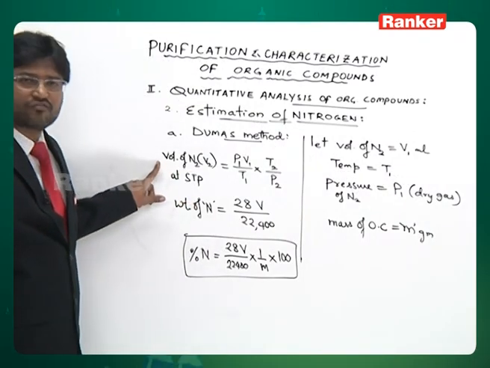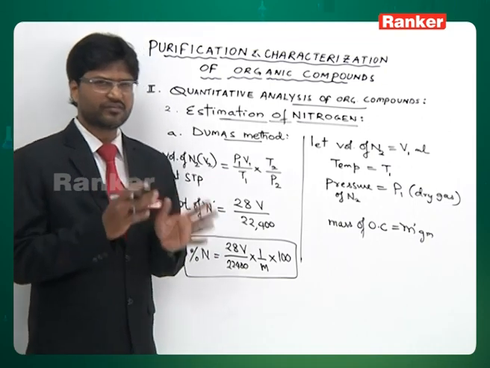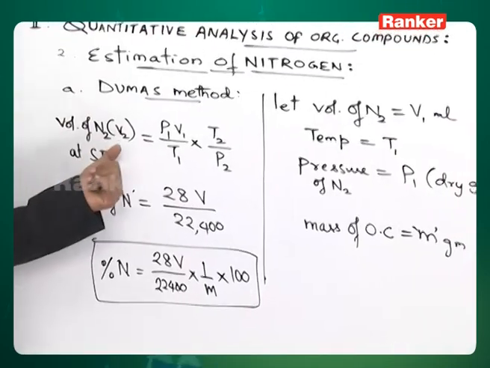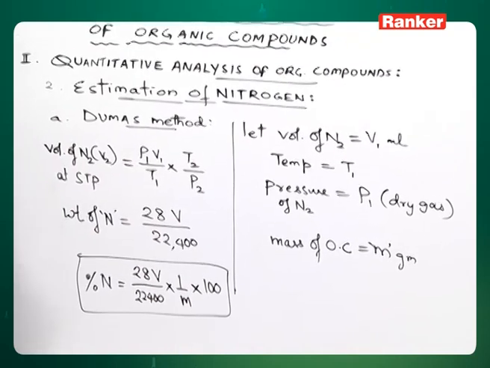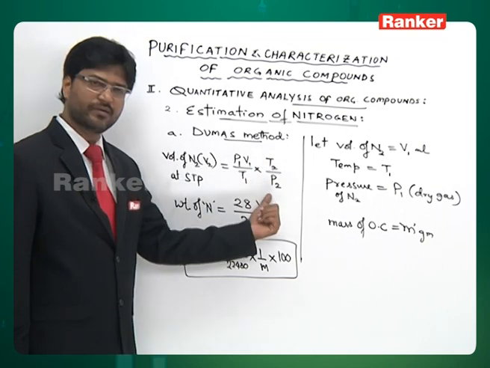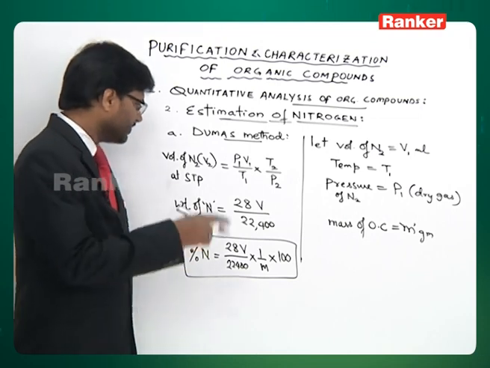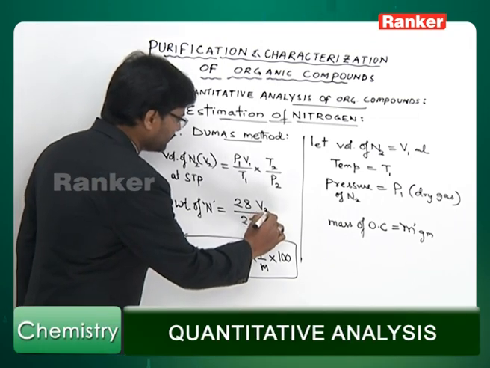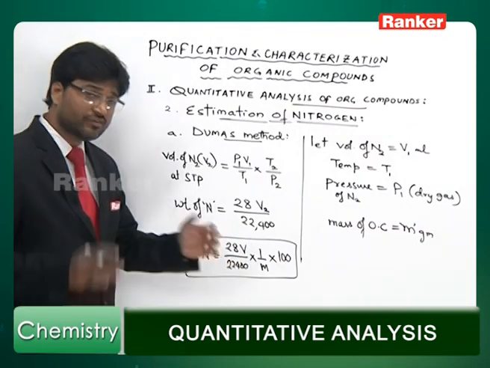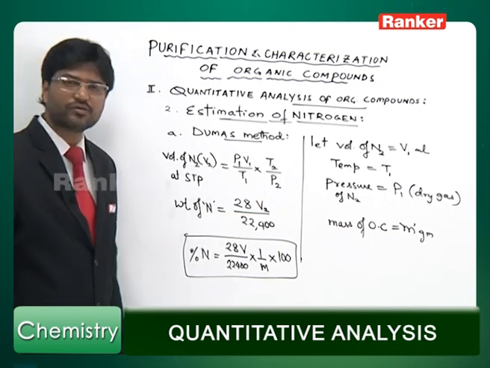Now, we need to find out the volume of nitrogen under STP conditions. We can use the ideal gas equation, P1 V1 by T1 equals P2 V2 by T2. So, let us assume that V2 is the volume of nitrogen at STP. So, it is equal to P1 V1 by T1 into T2 by P2. Now, from that we get the volume of nitrogen at STP, and from that you can find out the weight of nitrogen. See, we know that 28 grams of nitrogen at STP will occupy 22,400 ml of volume. So, we can find out the weight of nitrogen of volume V2 at STP.